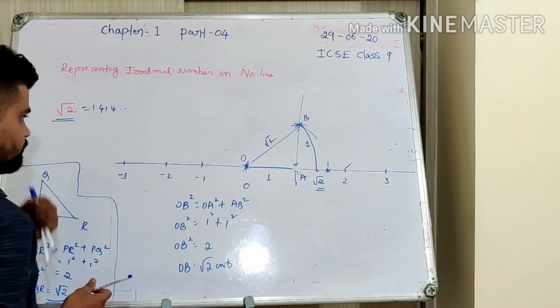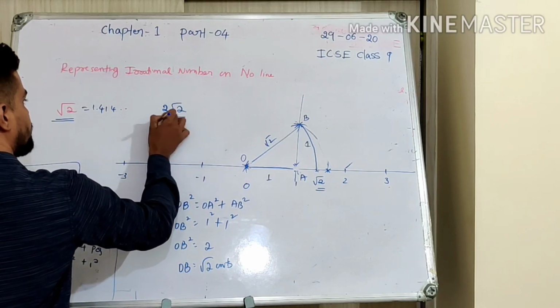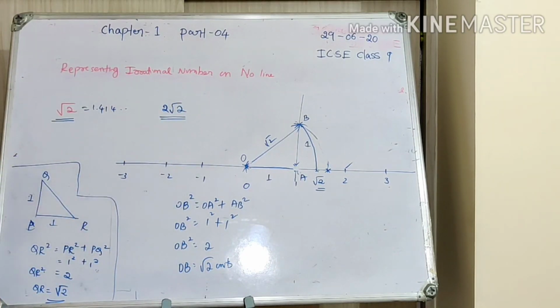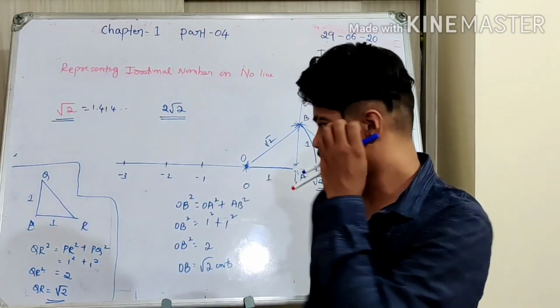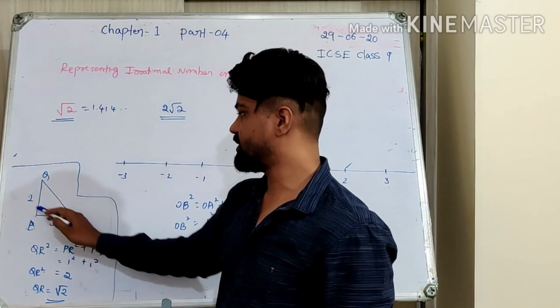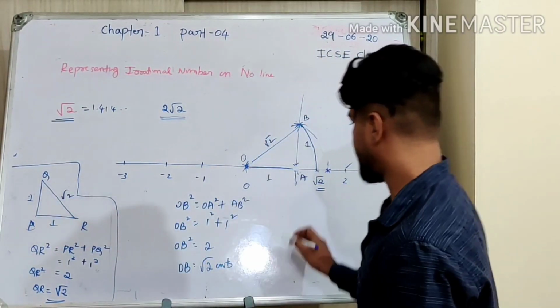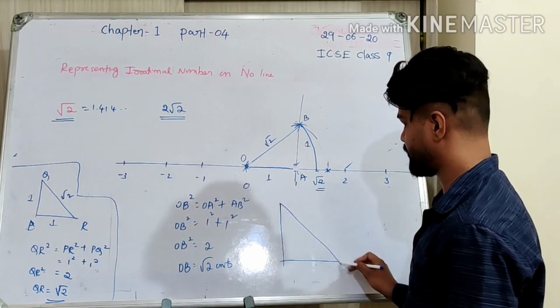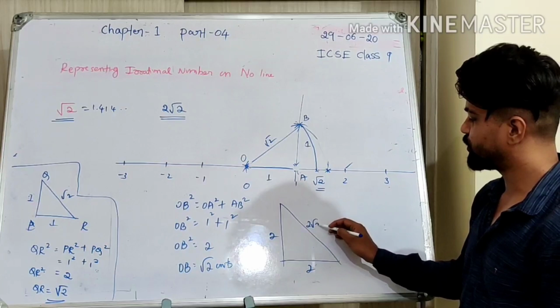So now what will you do for 2 root 2? If you want to write 2 root 2, where will it come? Any idea? What should I do for 2 root 2? If you take 1 as a distance, 1 and 1, you get root 2 here, right? If you take this distance as 2 and then 2, then you will get this as 2 root 2.